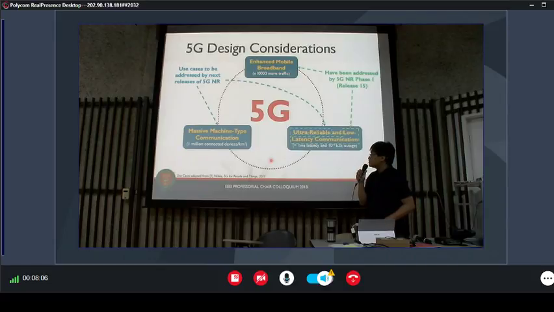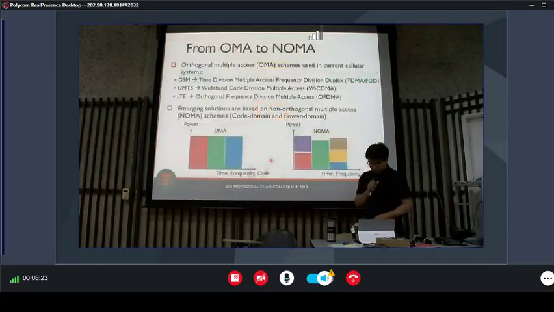And the focus of this research is on improving the air interface technology of the cellular network, particularly the multiple access component and the RF waveform used for over-the-air transmission. So first is the multiple access technique. So current cellular systems use orthogonal multiple access techniques, or OMA.